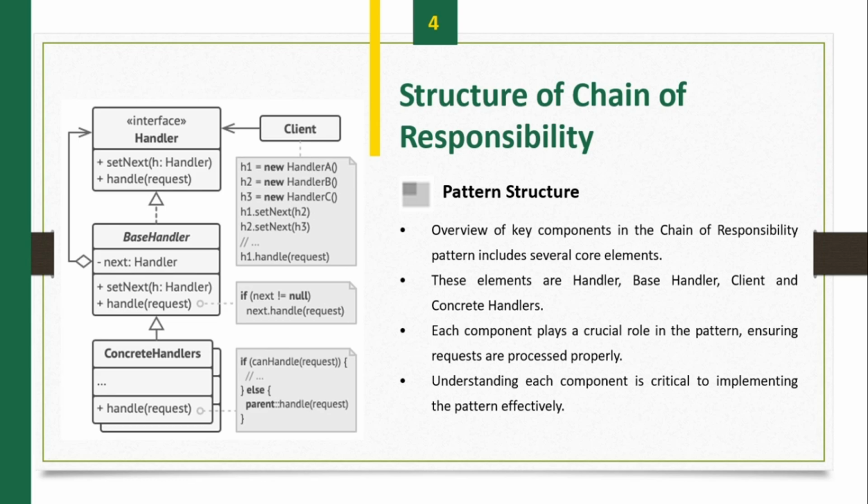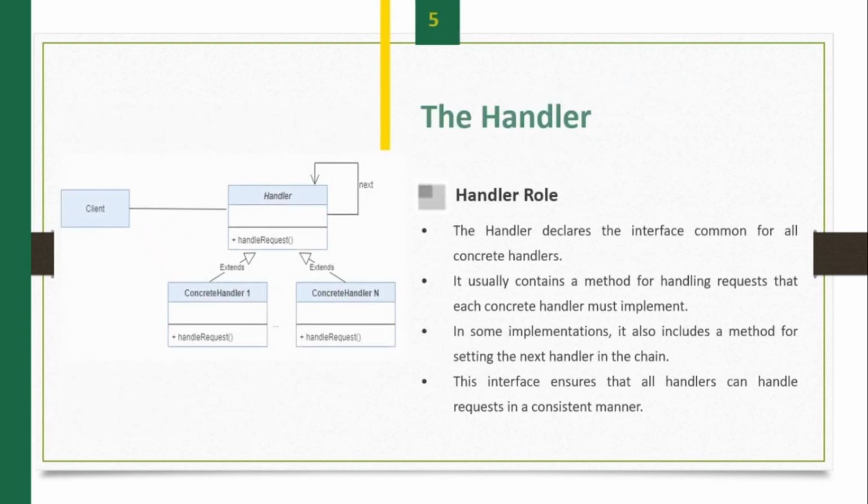The handler. The handler interface serves as a blueprint for all concrete handlers within the chain of responsibility pattern. It declares a common interface that defines how requests should be handled. Typically, this interface includes a method like handleRequest that each concrete handler must implement. This method specifies how a handler processes a request. Additionally, in some implementations, the handler interface may also include a method for setting the next handler in the chain, ensuring that handlers are linked together in a sequential order.